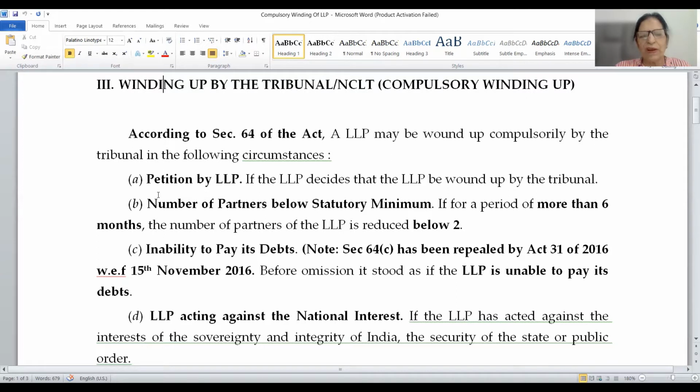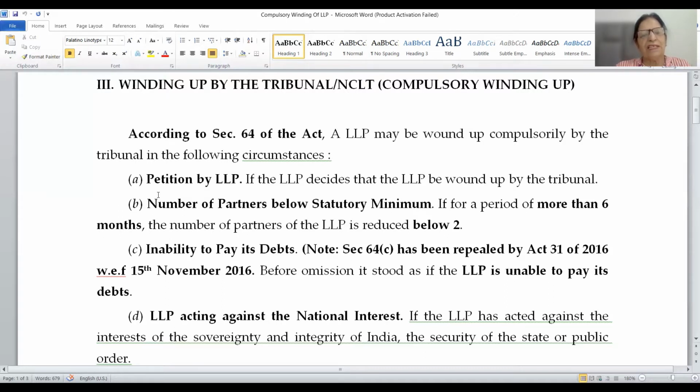The very first one is petition by LLP. If the LLP decides that it should be wound up by the tribunal, then a petition has to be filed. And there are various parties by whom a petition can be filed. One point is given here, and other points I will take up subsequently in this video.